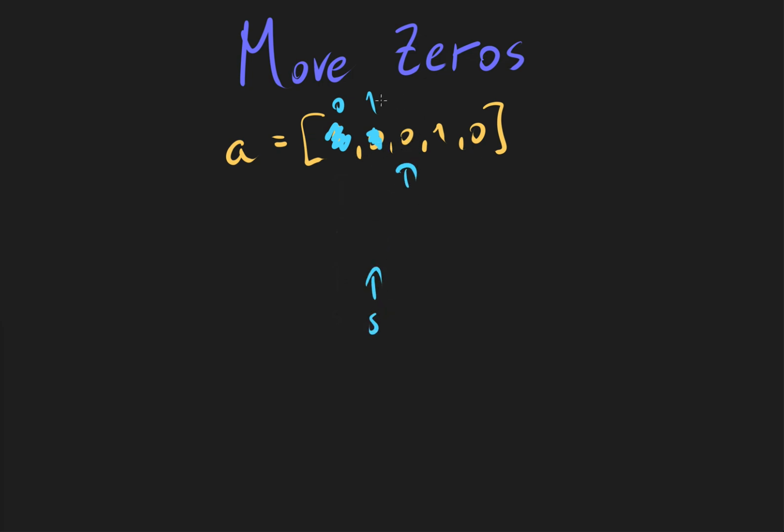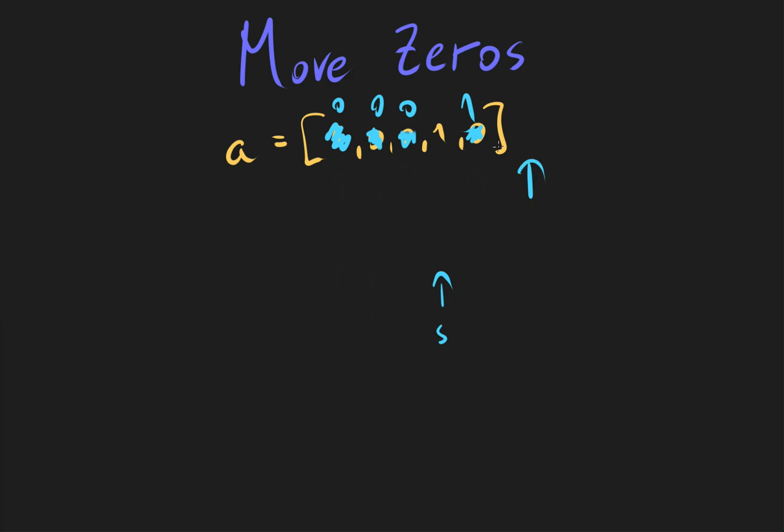Again, it's 0. So we need to swap those numbers. We have 0, 1. We advance both pointers, like so. Now it's 1, we don't need to swap. And it's 0, and we need to swap. So we swap these two numbers. So we have 0 and 1. And we advance both pointers. So we have slow and fast pointers.